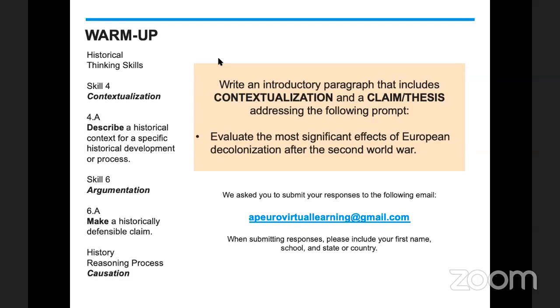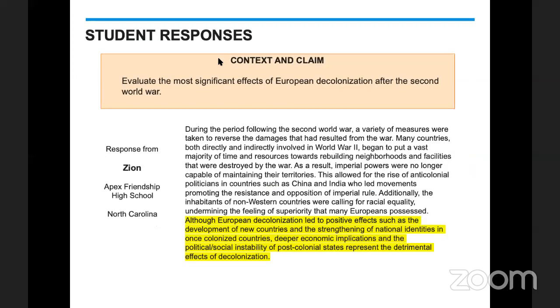But for today's warm-up, we asked you to do contextualization and a claim. The prompt is to evaluate the most significant effects of European decolonization after the Second World War. We asked you to submit those to apvirtuallearning@gmail.com. So, Katie, can we go to our first sample on the next slide?